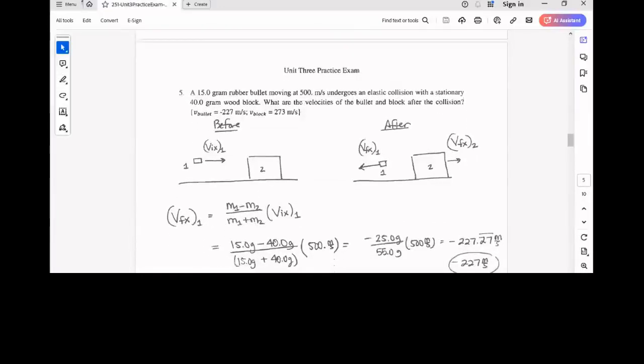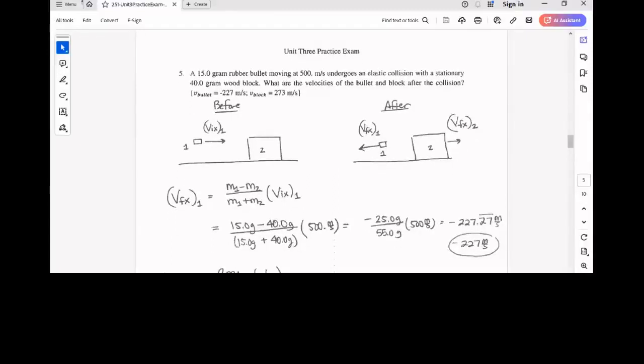Number 5. A 15-gram rubber bullet moving at 500 meters per second undergoes an elastic collision with a stationary 40-gram wood block. What are the velocities of the bullet and block after the collision? Compared to that previous problem where we had 2 cars that collided and then stuck together, since this is an elastic collision, both the bullet and the block are going to move separately after the collision's taken place. So that means that I can use this pair of final velocity equations.